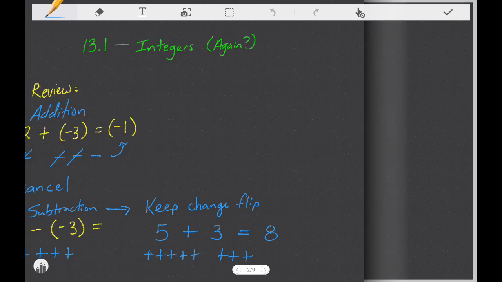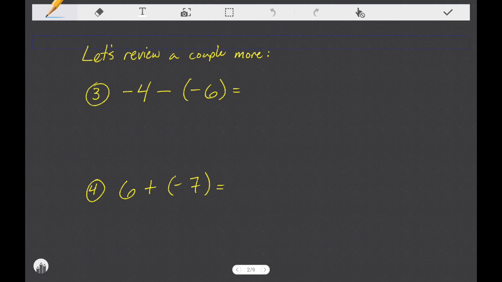Okay, so we're going to go ahead and move on here. Now, let's go ahead and review a couple more. For examples 3 and 4, I want you to go ahead and try these on your own. So whoever's watching this video right now, we're going to go ahead and pause it. And we want to kind of see how you do. So take a couple minutes here to try them, and then we'll restart the video, and we'll see how you did.